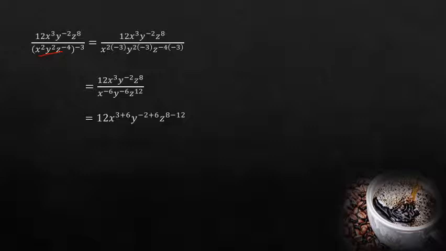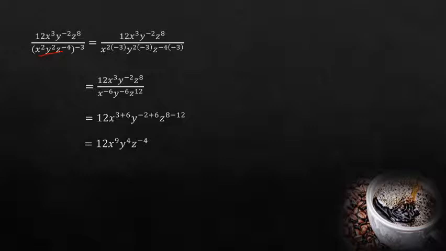So 12, there's no constant in the denominator, so it remains as 12. X now will have 3 minus negative 6, or that is simply 9. Y will have negative 2 minus negative 6, so that is negative 2 plus 6. And 8 minus 12 is the exponent of z.